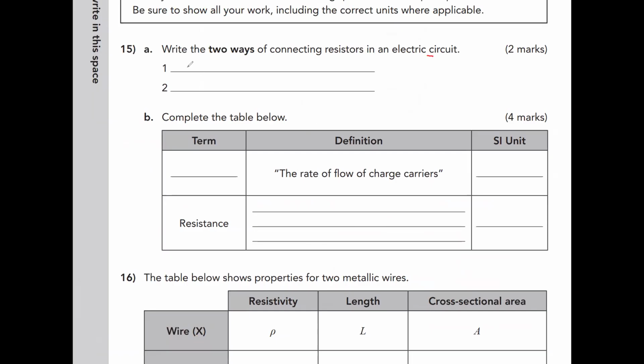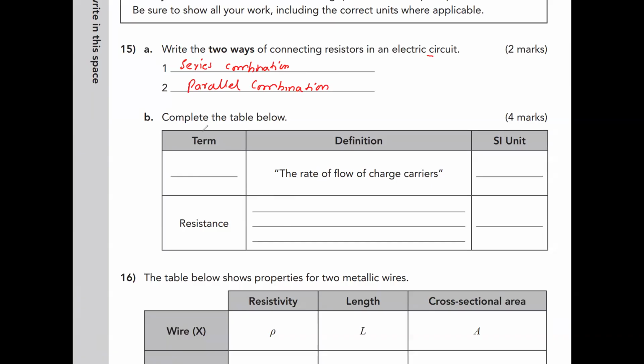So we know that we have two ways to connect the resistance. One is the series combination, and the second one is parallel combination. So this is my right answer: series combination and parallel combination.